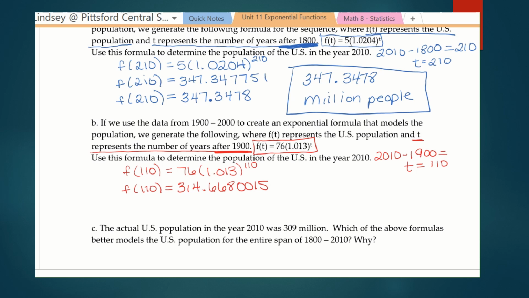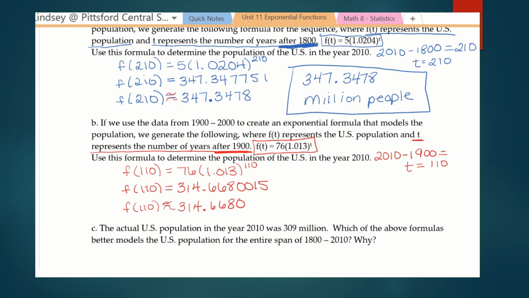Okay, so rounding to the nearest, so we'll do 4 decimal places again. So if I go out 4 decimal places, again, just to give me a really clear picture, and actually I apologize, let me change these to approximately since we're rounding. So in 110 years, or in the year 2010, according to this particular function, we can expect the population to be about 314 million people.